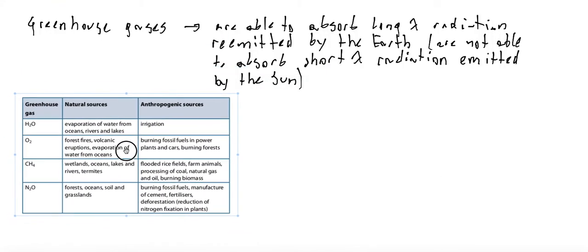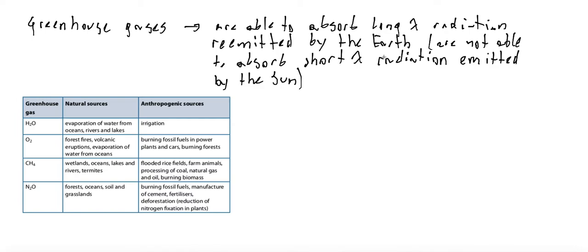Let me talk a few words about this. So we have four main greenhouse gases: CH4, N2O, CO2, and H2O. So here H2O is of course water, and the natural source is evaporation from oceans, rivers, and lakes.